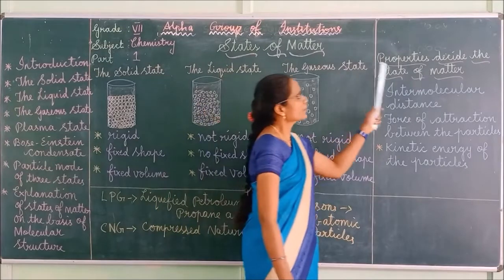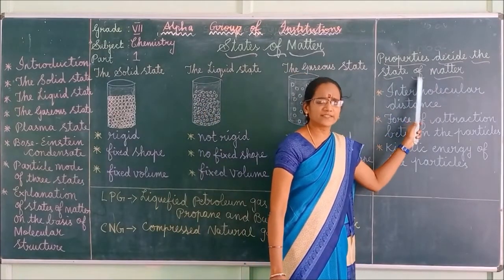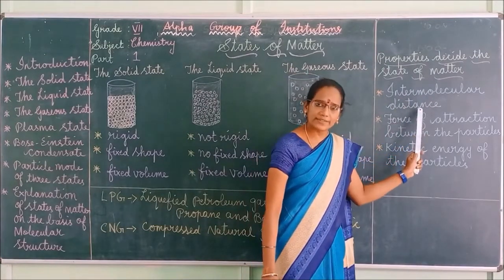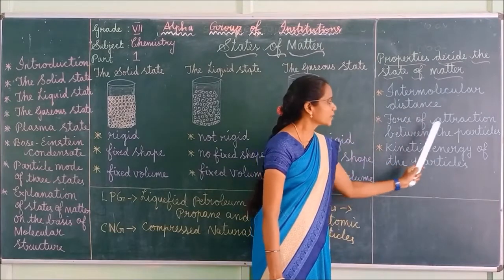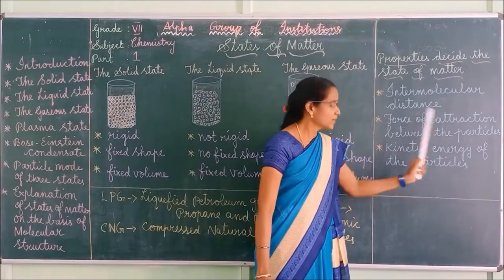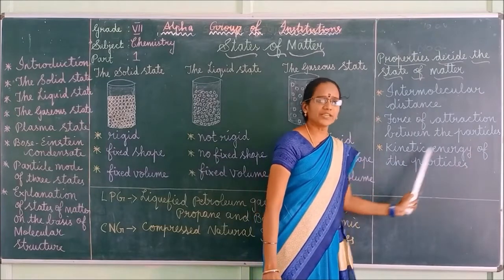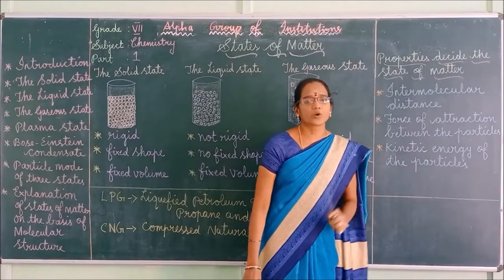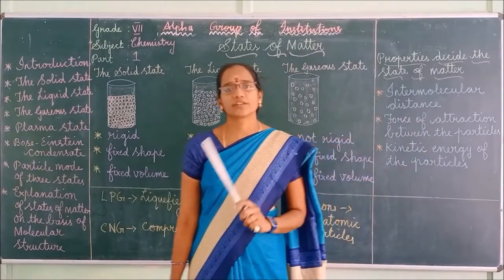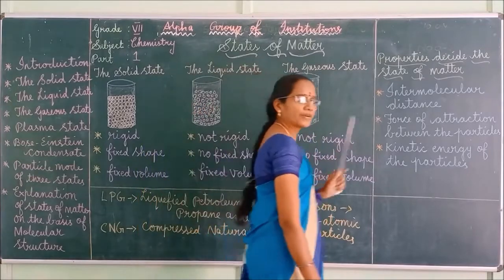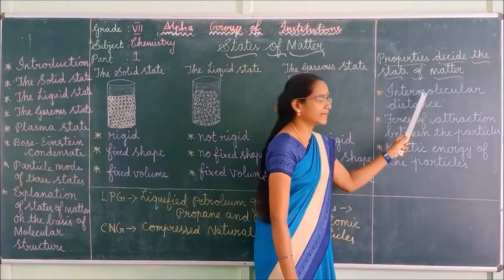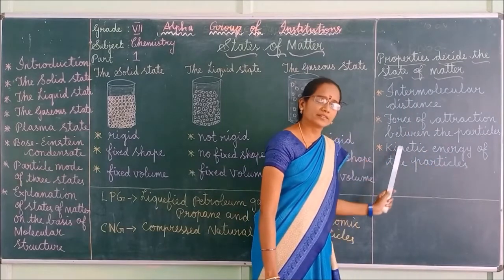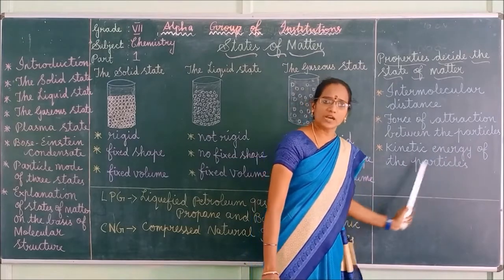Here are some of the properties which decide the states of matter. What are the properties? The first one, intermolecular distance. The next one, force of attraction between the particles, and the third one, kinetic energy of the particles. These three properties decide the states of matter. You should remember this, children. It is a 2-mark question. What are the properties that decide the states of matter? One is the intermolecular distance, second is the force of attraction between the particles, and third is the kinetic energy of the particles.